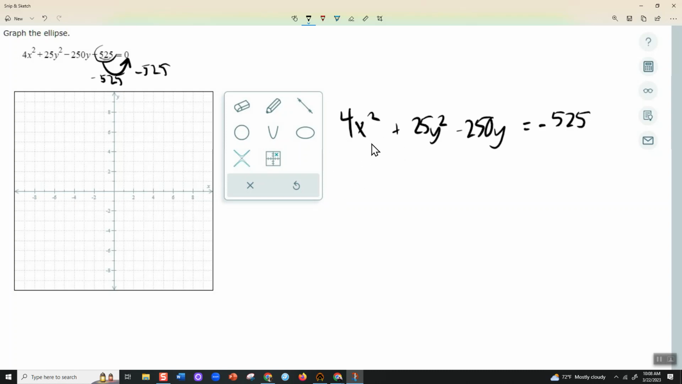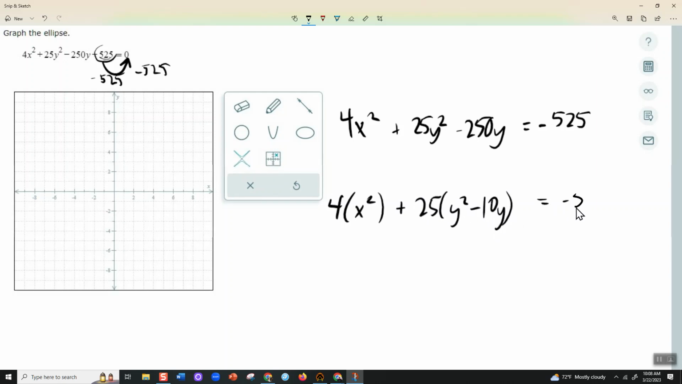On this, we're going to have to complete the square for at least one of them. The 4x squared doesn't have another x term, so it's just going to be 4 times x squared. I do want to factor out the 4 and think of it as separate, though. And then this y squared and y, I do have a common factor of 25, so 25 times y squared minus 10y, still equal to negative 525.